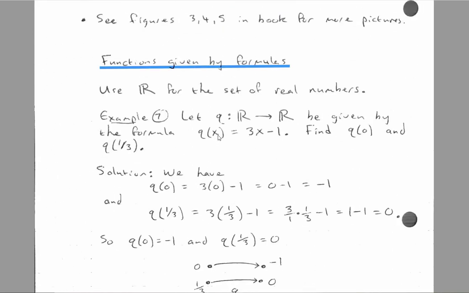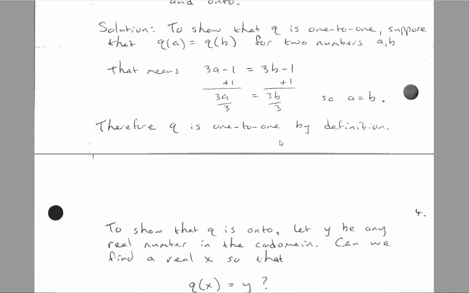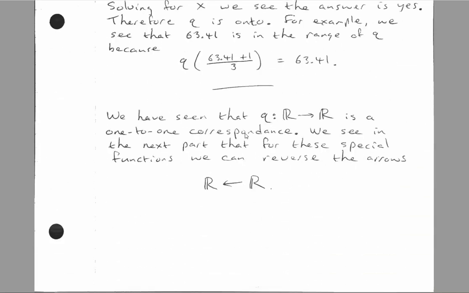Alright, so this function Q, it's onto and 1-to-1, so it's setting up a 1-to-1 correspondence from the real number line to itself. Okay, we'll see next time that special functions like this, we can reverse all the arrows and get a new function called the inverse.